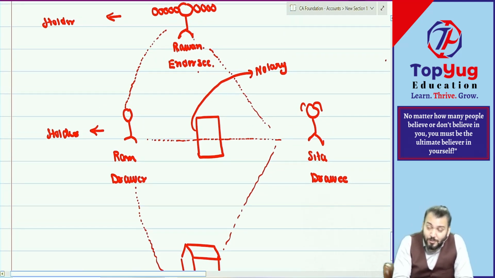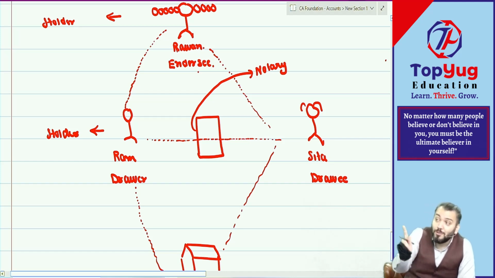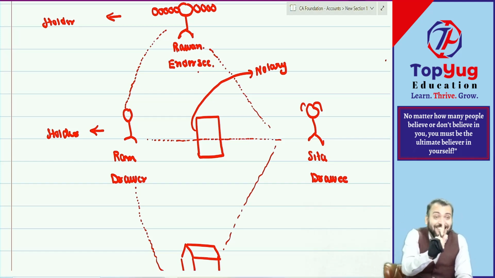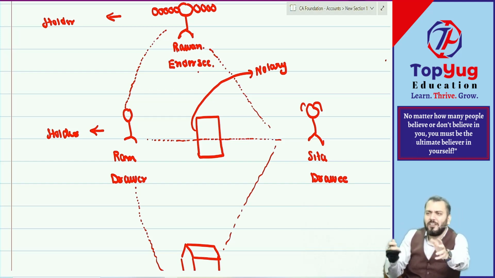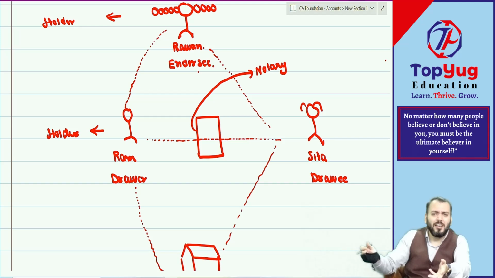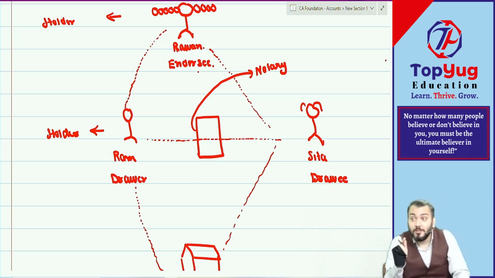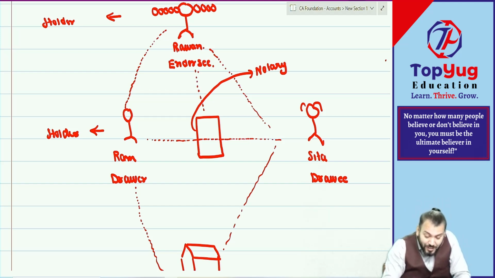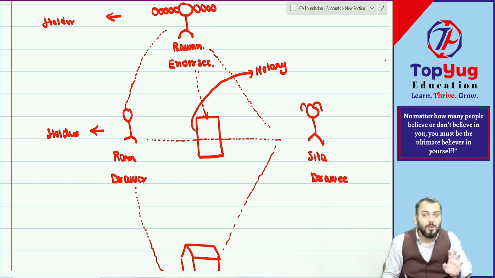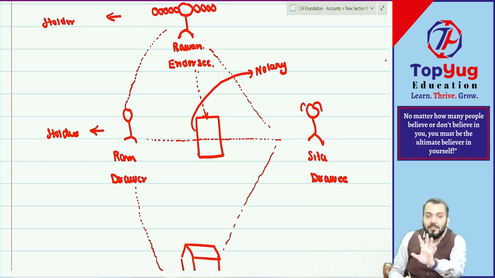Now, if the bill is held by Ravan, Ram will inform Ravan, don't go directly. Are you able to understand? Because Ravan does not know about Sita, but Ram knows. So Ram will inform Ravan, don't go directly. Go via what? Notary. Are you able to understand?